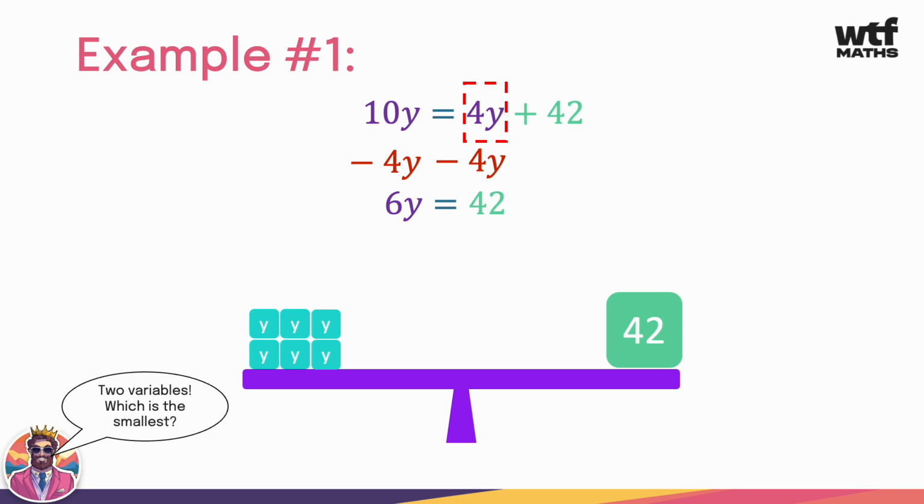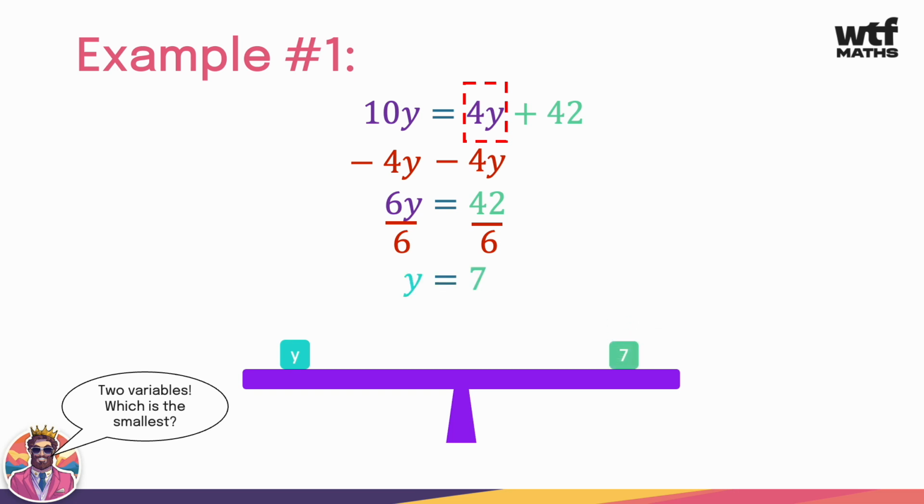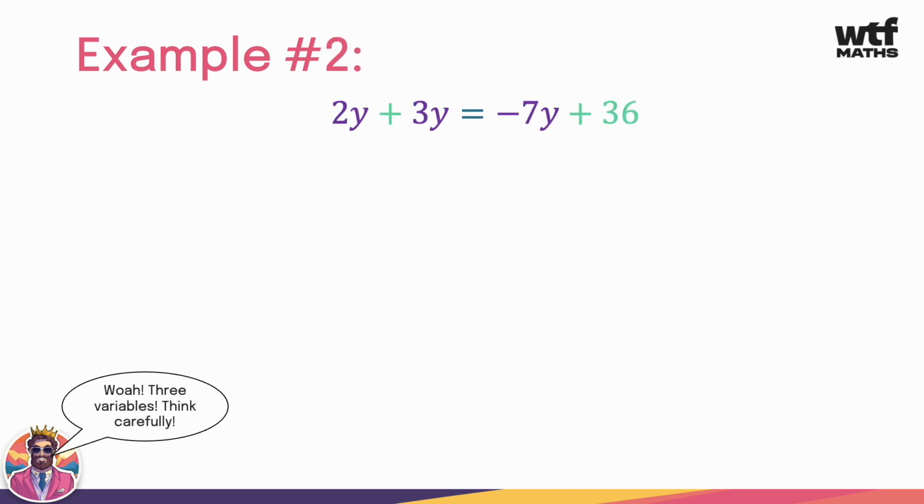If we want to simplify this further, all we have to do is divide both sides by 6. So if I divide the left by 6, we're left with just one single y. If I divide the right by 6, we're left with 7. So our final answer is y equals 7. All we did was we worked out which was the smallest of the two variables and got rid of that first.